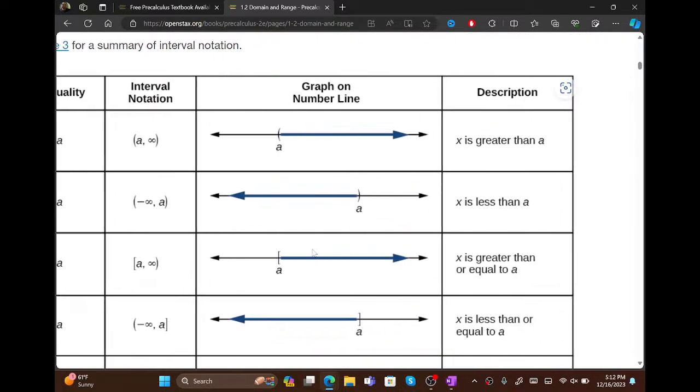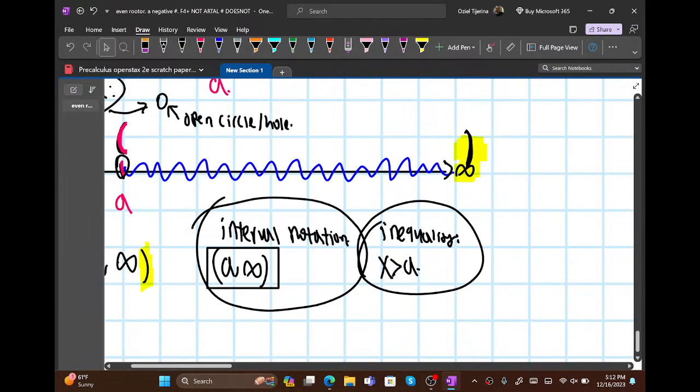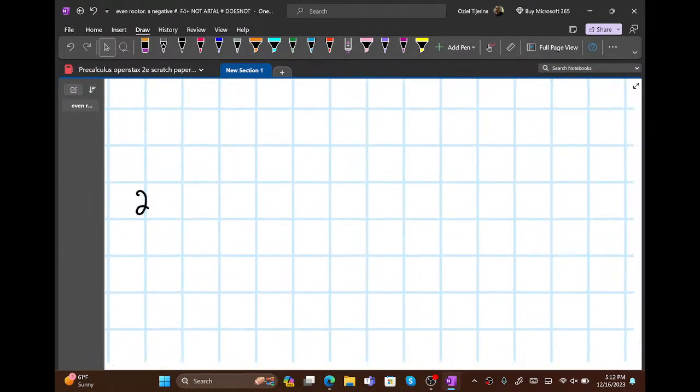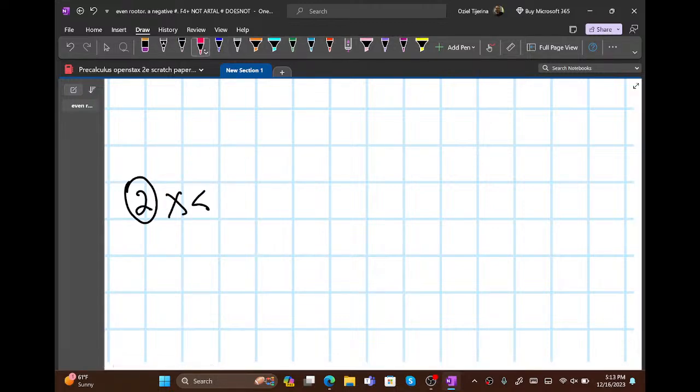Now the second one says x less than a. So again, I'm going to do number 2. x less than a. If we want to know what this means, this is read as x less than a.